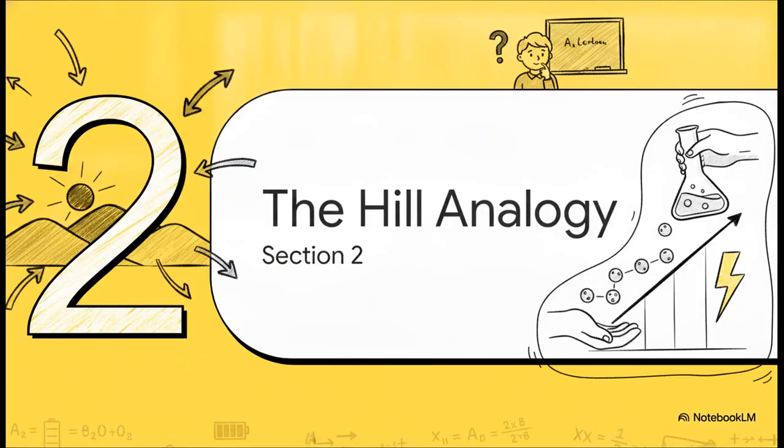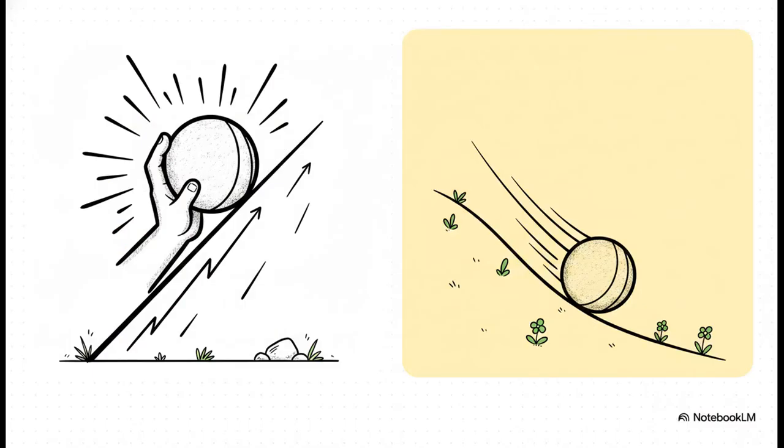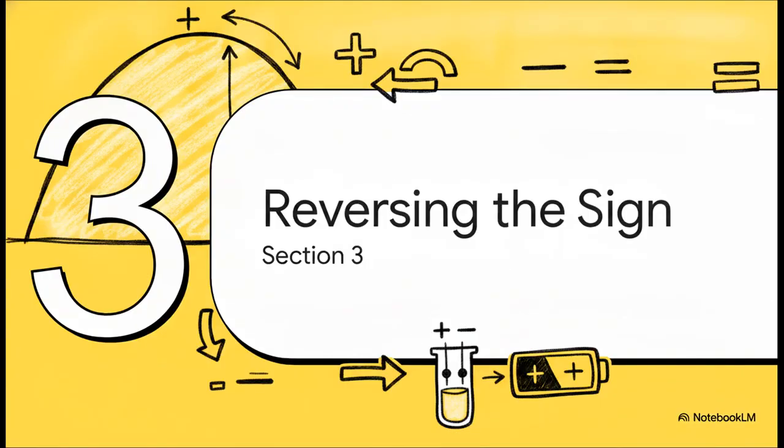Moving right along to Section 2, the hill analogy. Think of it like a ball sitting on a hill. It literally cannot roll from the bottom to the top all by itself. Going uphill requires energy, it's non-spontaneous, and in electrochemistry, we assign that a negative value. But going downhill, that releases energy. It happens completely spontaneously and gets a positive value. We only reverse reactions on paper to figure out that natural spontaneous direction. Samajh aagai baat?